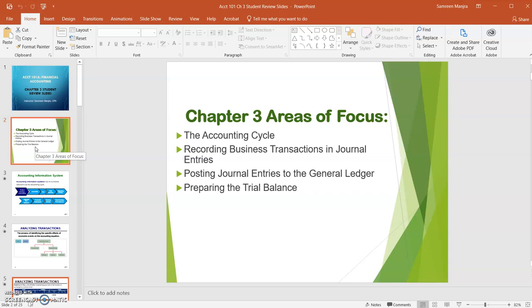Chapter 3 has several areas of focus, which include the accounting cycle. So you want to learn all of the steps in the accounting cycle that are utilized within our accounting information system. You also want to focus on recording business transactions in journal entries. So that will be the main focus for this particular chapter. You also are introduced to the concepts of posting journal entries to the general ledger and preparing the trial balance.